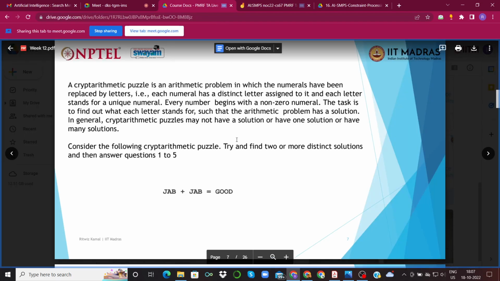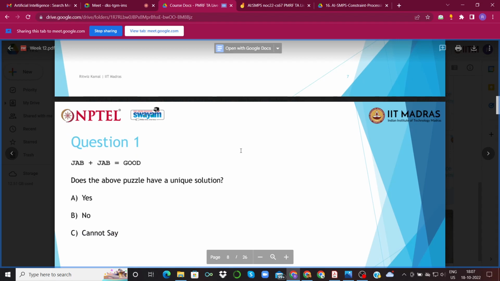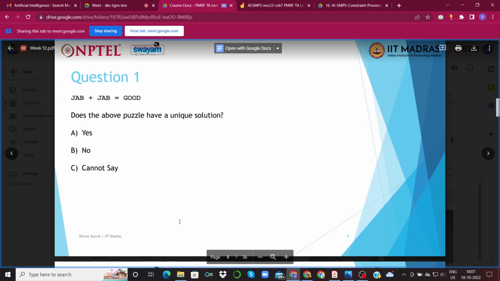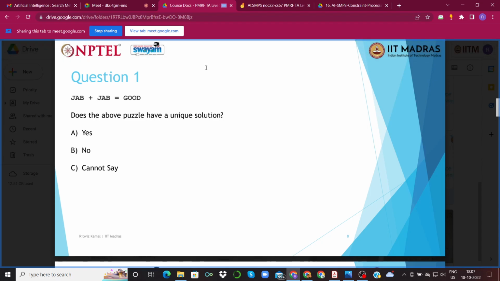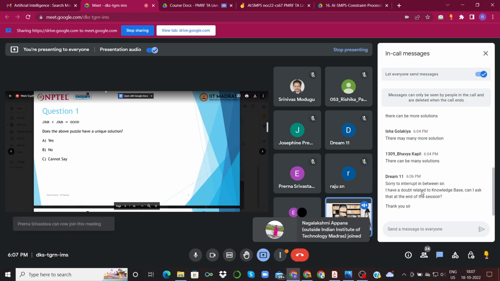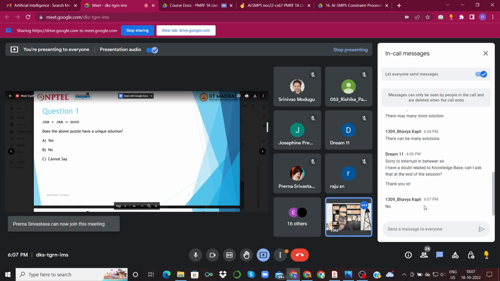So let's come back to our question. So here the question or cryptarithmetic puzzle that is given to us is JAB plus JAB equals GOOD. So does this puzzle have a unique solution? What do you think? And if there is one, then what is it?